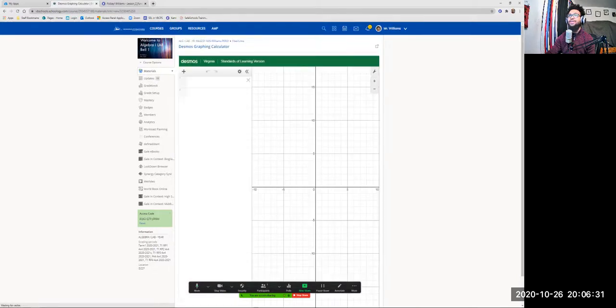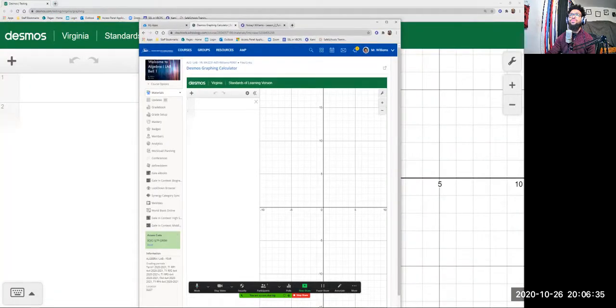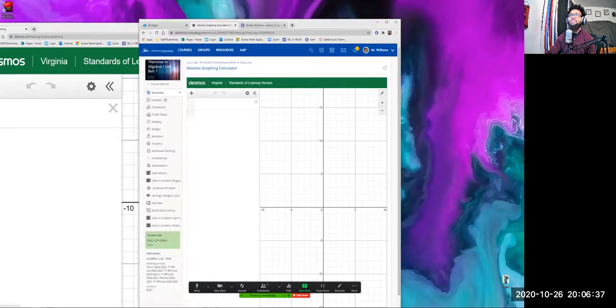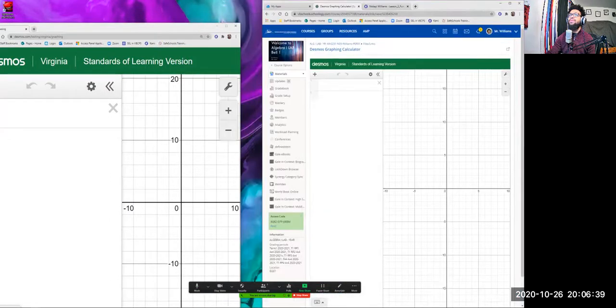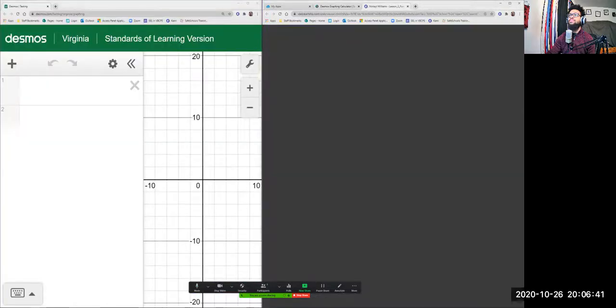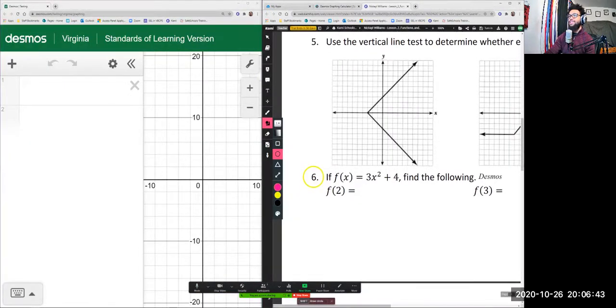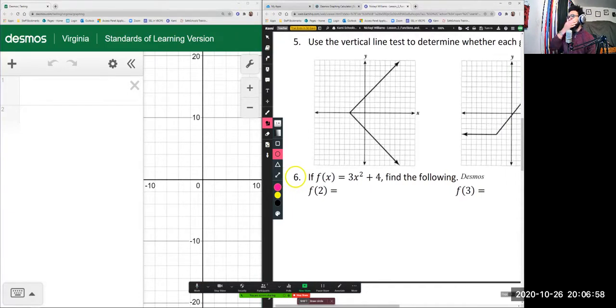You can click on that. It'll have it up in Schoology, or you could do what I did, which was to open it on the side page. So I'm going to set this up so I can walk you all through it. Number 6 says, if f of x equals 3x squared plus 4, find the following. And this little Desmos here won't be on your copy. I just wrote that in there so I could remember to show you all Desmos.